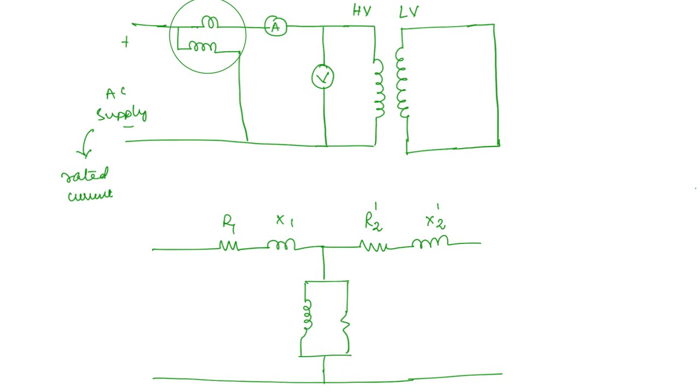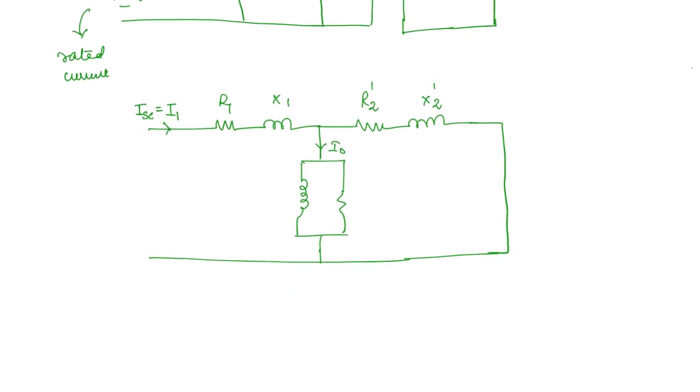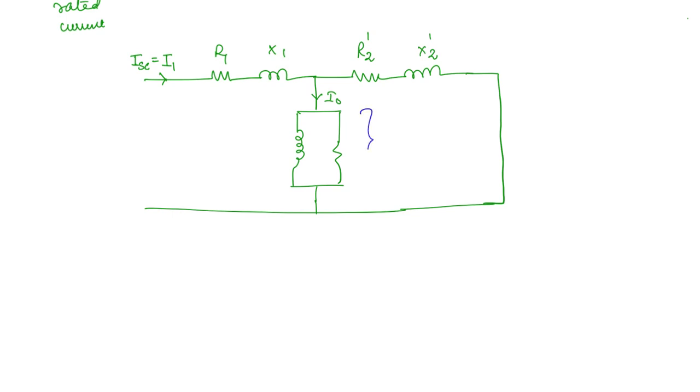We ignore it because the no load current flowing here, in comparison to the rated current, is going to be much smaller. So this we can take as ISC to represent the short circuit. The secondary is short circuited. So if you are ignoring the shunt branch, then you are just getting one single resistance and one single reactance.